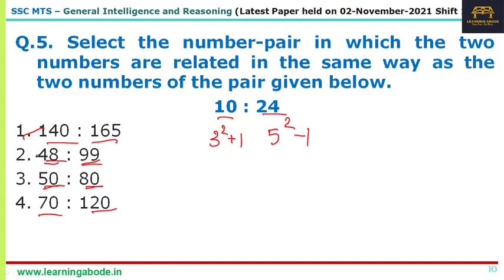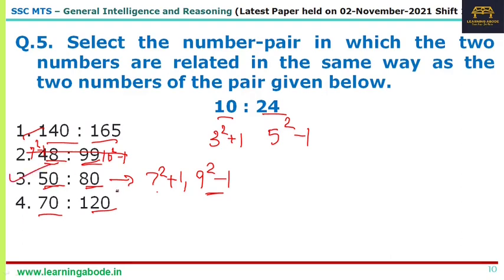Now if you look at answer option 2, it is 7 square minus 1, 10 square minus 1. But that is not what we want, because it should alternate plus or minus 1. Here it is 7 square plus 1, 9 square minus 1. So you have 3 square plus 1, 5 square minus 1. Next is 7 square plus 1, 9 square minus 1. So consecutive odd squares, alternately plus 1, minus 1. So the answer is answer option 3.